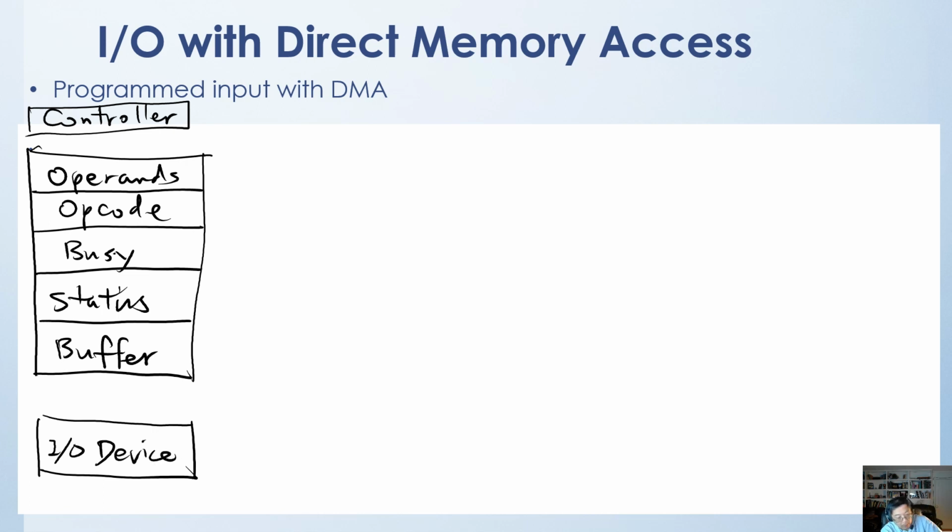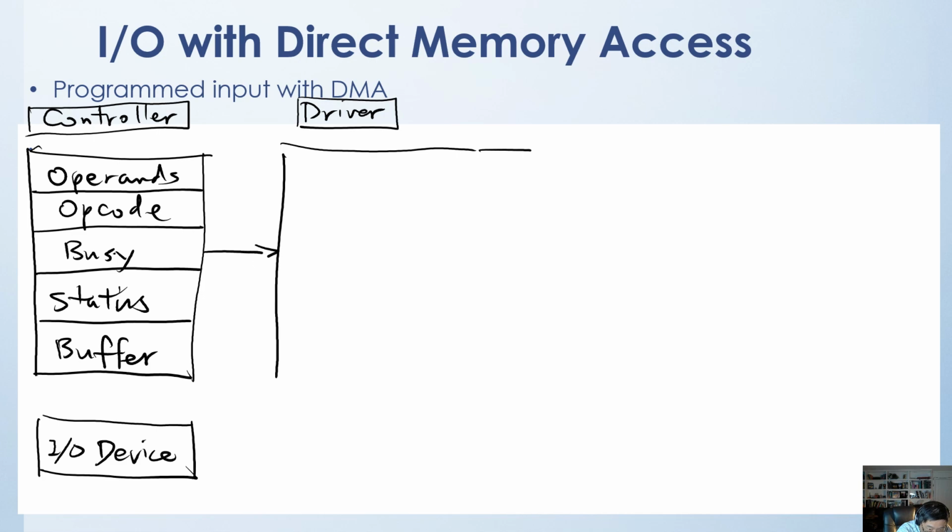Now for programmed input, the device is most likely going to be the hard disk. Now here we have a process running the driver. When the device is not busy, the process running the device driver is going to check the busy register and find out it is not busy, it's idle. So now the device driver is going to perform the input operation, going to write parameters for the operation, the input operation.